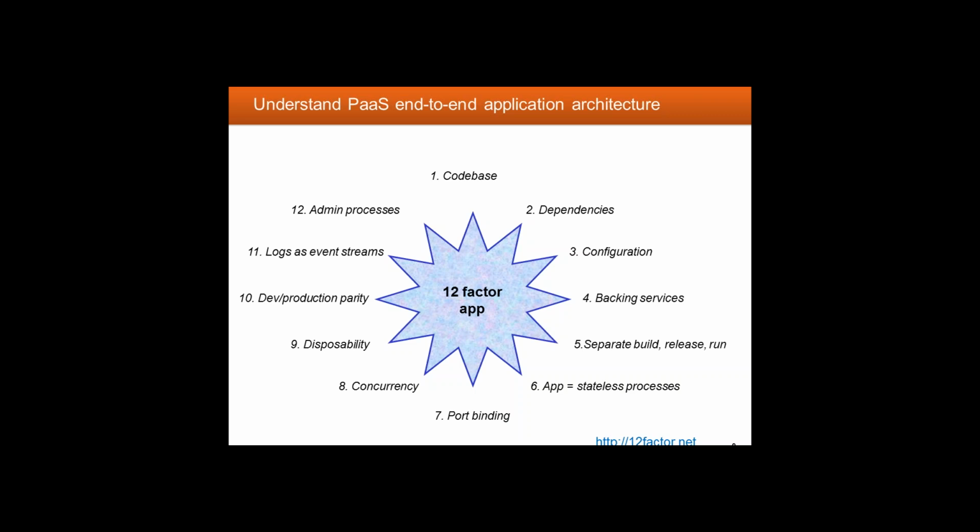Factor number 10 is the idea of having parity between development environments and production environments. One of the major problems in traditional application development is that the development environment isn't even close to what is actually being used in production. And all kinds of hassle happen when the developers hand over the code to the operations guys who then put it in production, only to find that it may not work for some reason because there are differences between the production environment and the development environment.